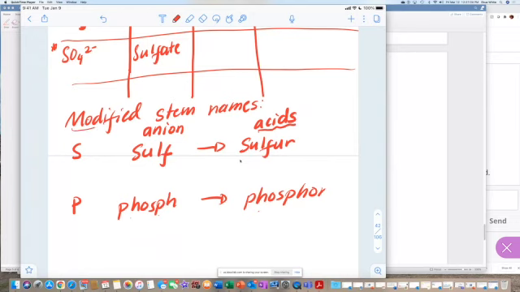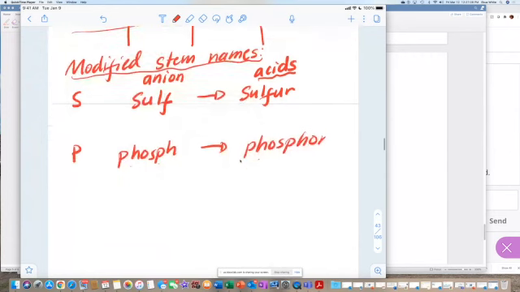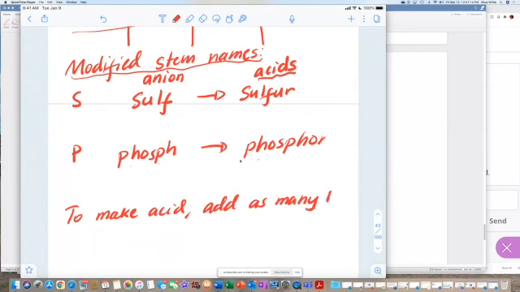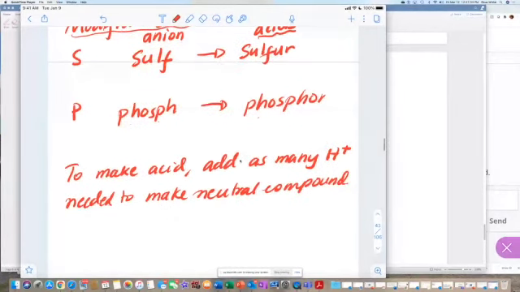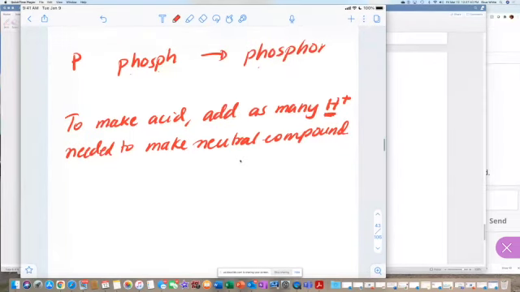Anyway, modified stem names. Okay, and then to make the acid, add as many H hydrogen ions as needed to make a neutral compound. This is what I'm about to do, right? Okay, add as many H plus as needed to make a neutral compound. So for each acid, I'm going to just add as many H plus as needed. Let me give you an example of how I'm going to do it.